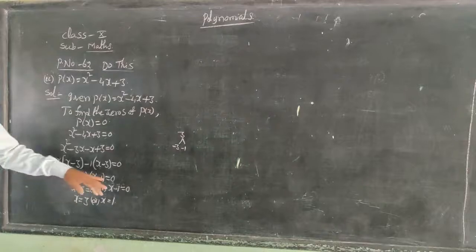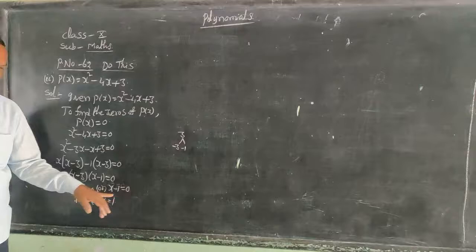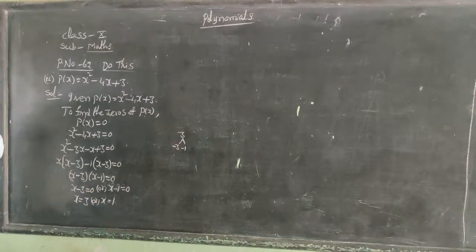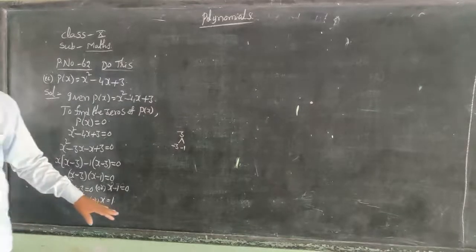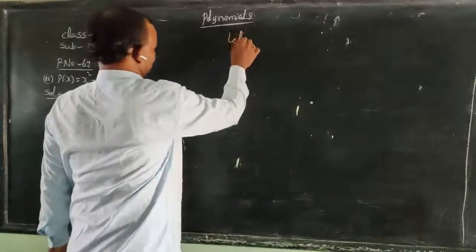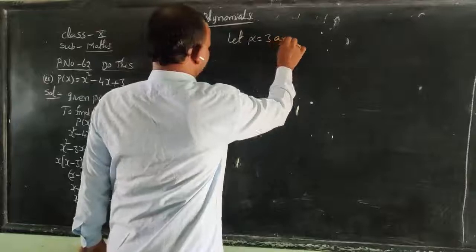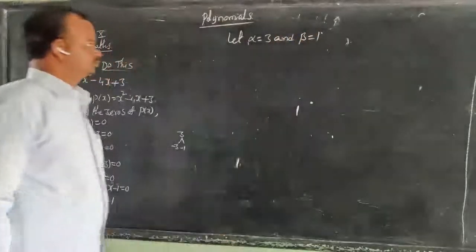So equating the values to 0: x minus 3 equal to 0, or x minus 1 is equal to 0. Minus 3 and minus 1 are transposed. X is equal to 3 or x is equal to 1. Therefore, the zeros are 3 and 1. So, taking them as alpha comma beta, let alpha is equal to 3 and beta is equal to 1.